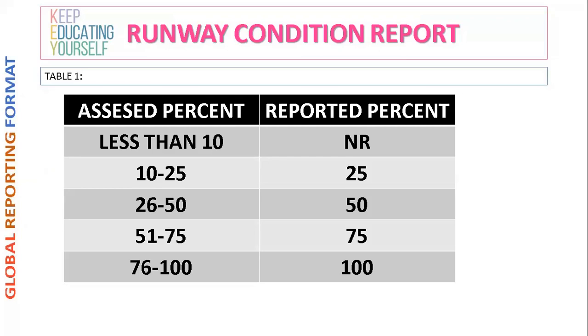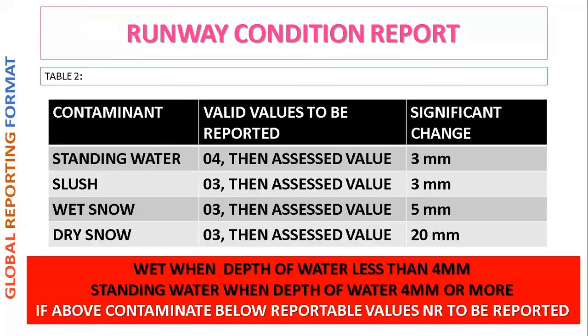So this is table number 1. Then we will go to table number 2. We report depth for only 4 contaminants. I again repeat it, we are reporting depth of contaminants for only 4 contaminants. First is standing water, second is slush, third is wet snow, and fourth is dry snow.